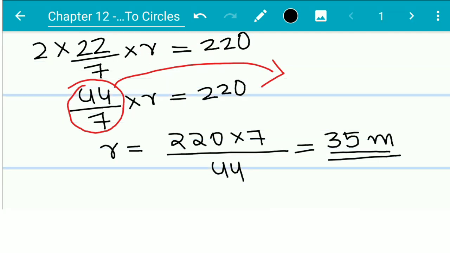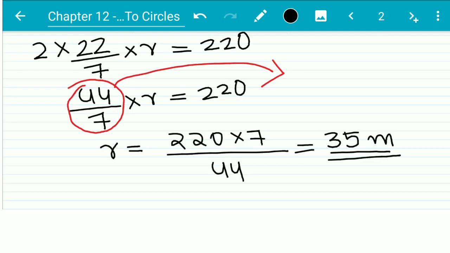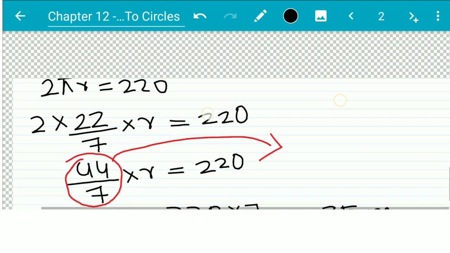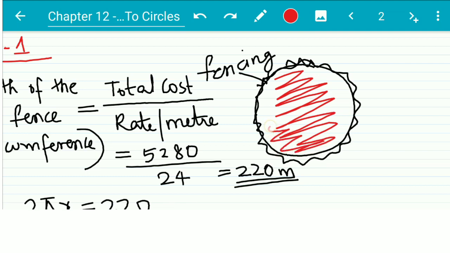Now again come to the question. See, read the second line. The field is to be plowed at the rate of 0.50 per meter. What do you mean by plowing the field? See, I told you fencing is done on the circumference of the field. That means circumference of the circular field. Where is plowing done? Plowing means it is the process of loosening or turning the soil. So it will be done inside the field, right? Plowing will be done inside the field. That means we should take the area of the circle.